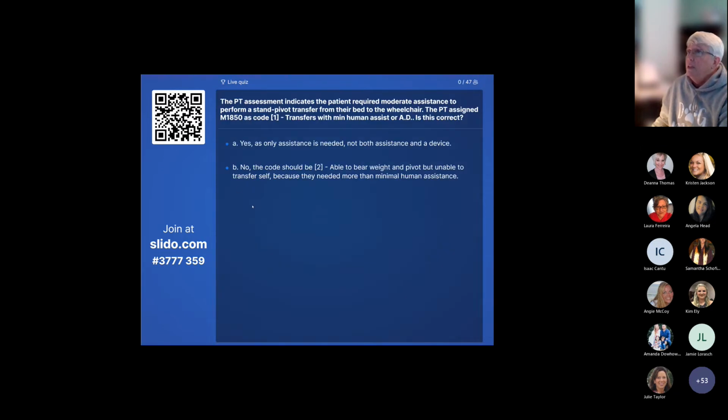All righty. So the PT assessment indicates the patient required moderate assistance to perform a stand pivot transfer from their bed to the wheelchair. The PT assigned M1850 as code 1, transfers with minimal human assistance or assistive device. Is this correct? As they used to say to us all the time in grad school, yeah, 50-50 shot of getting this one right.